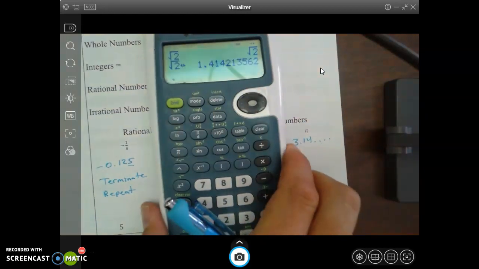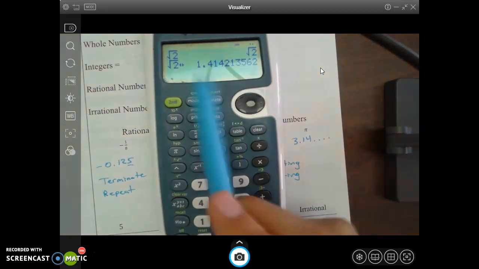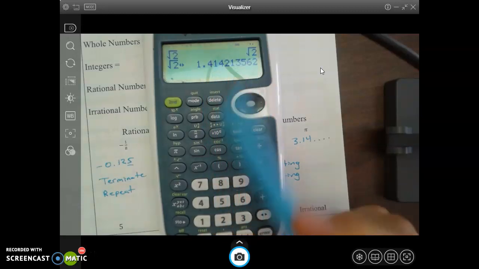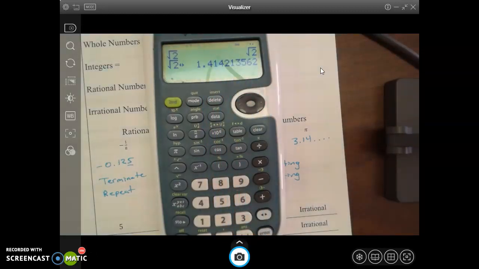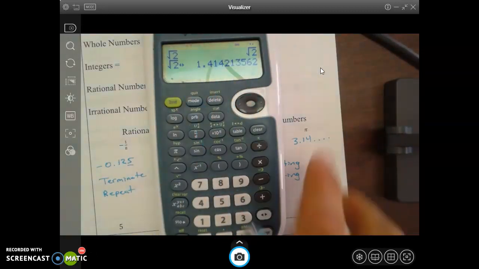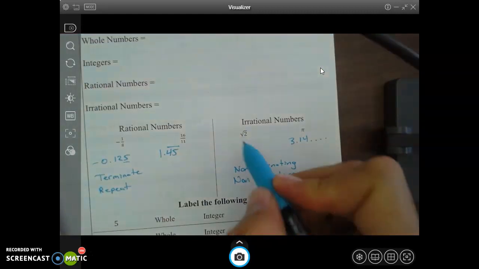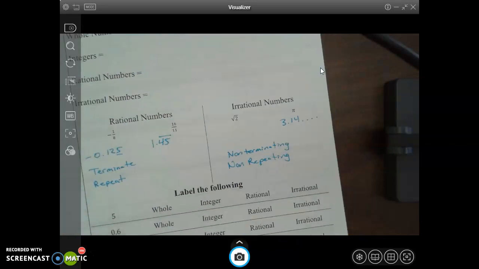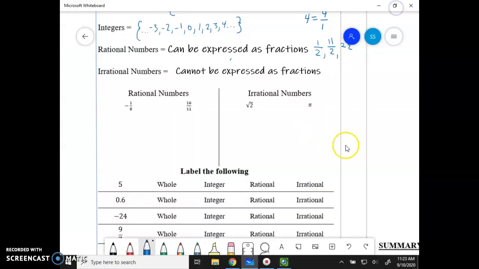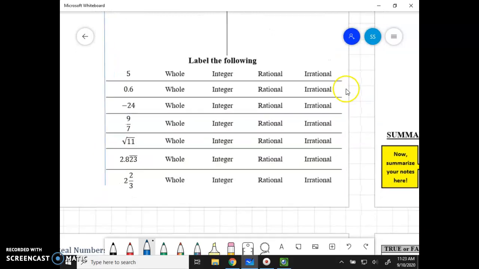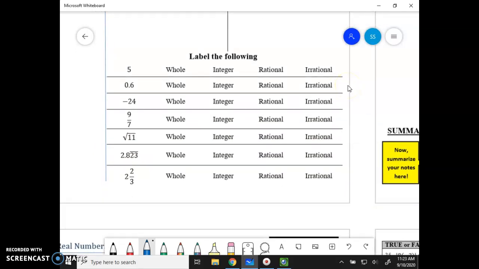So it looks like this is 1.412135562, but that doesn't end there. It's just all the room that the calculator contains. So this does not terminate and it does not repeat, so this would be an irrational number. Okay. All right, I'm going to switch back over to the other view here, and we'll just take a look at some of these examples.